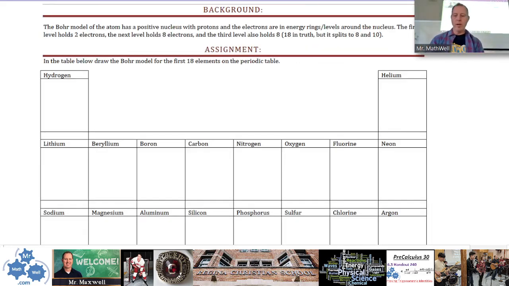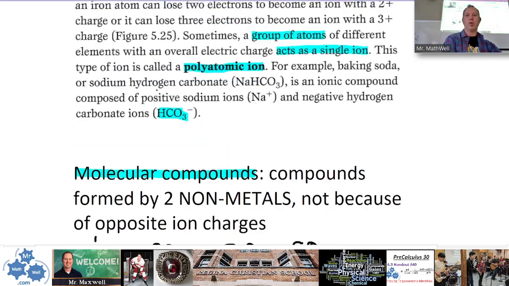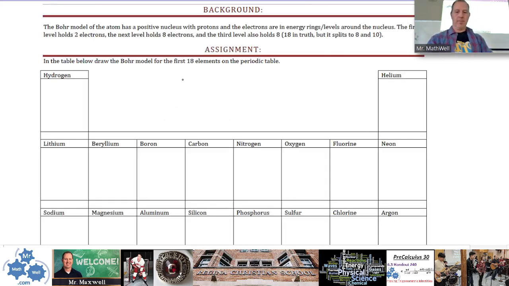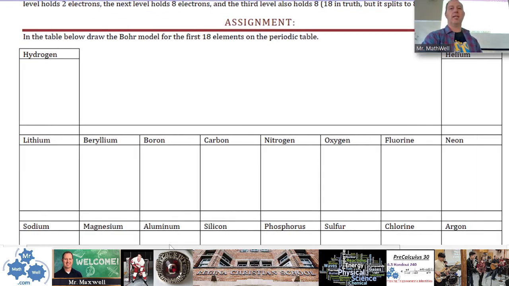All right, so when we were drawing those ions, do you remember we were drawing the ions that had the circle, nucleus, and then the rings like this right here? These are called Bohr diagrams. So what we're going to do is a little activity, a little assignment where you're going to actually draw the Bohr diagrams for the first, looks like 18 elements.